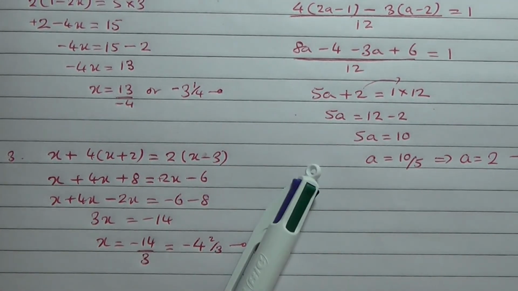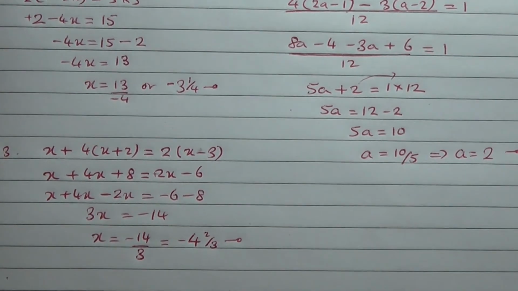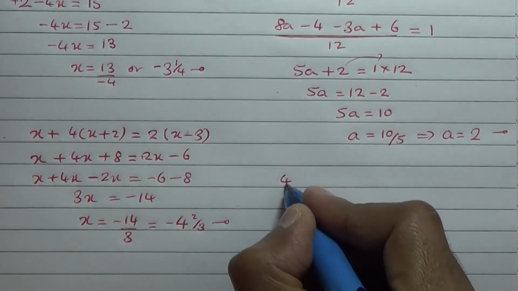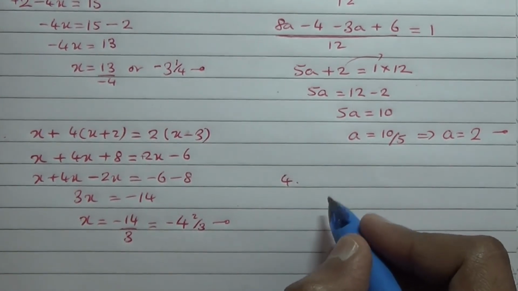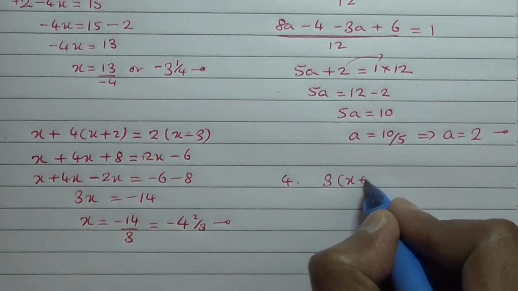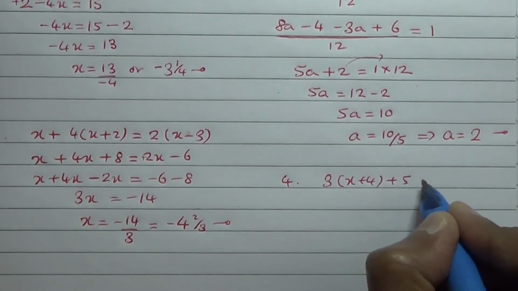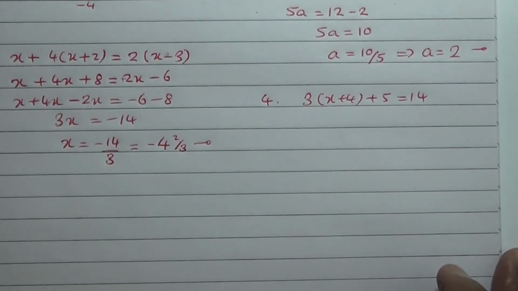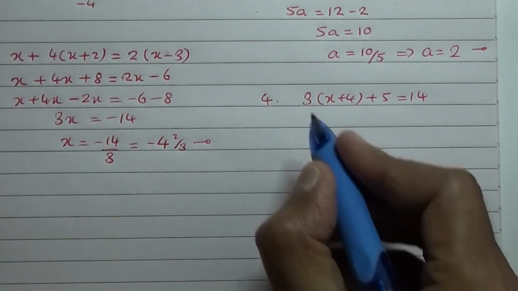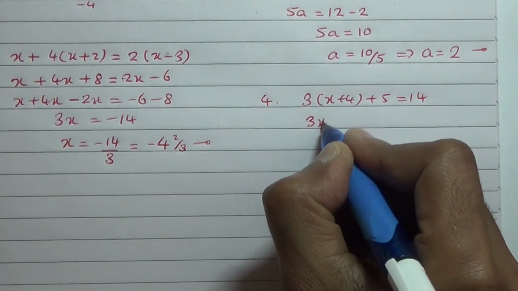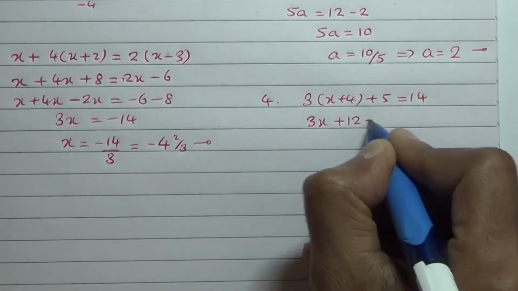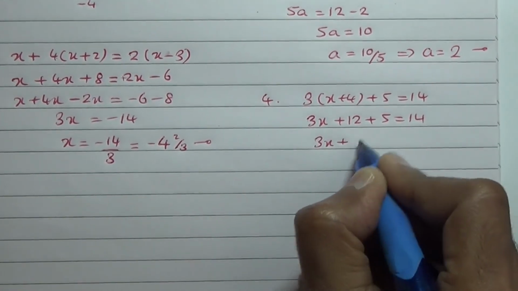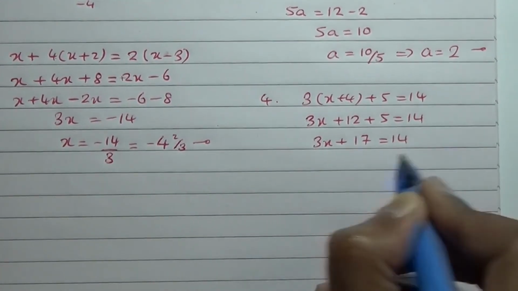Now for the fourth equation. This is question number 4 now, and I've got 3 into x plus 4 plus 5 is equal to 14. Okay, so how are we going to solve this? Same procedure. 3 times x is 3x, 3 times 4 is 12, plus the 5 is equal to 14. So we've got 3x plus 17 is equal to 14.